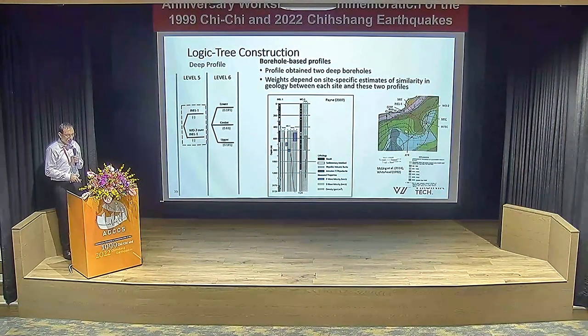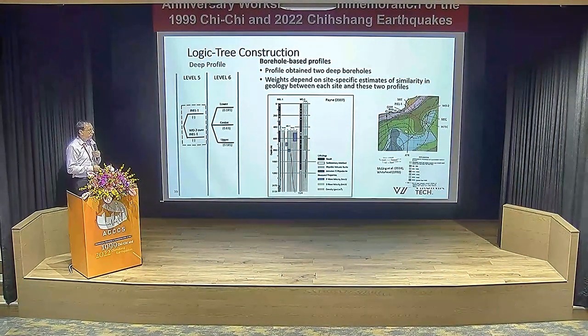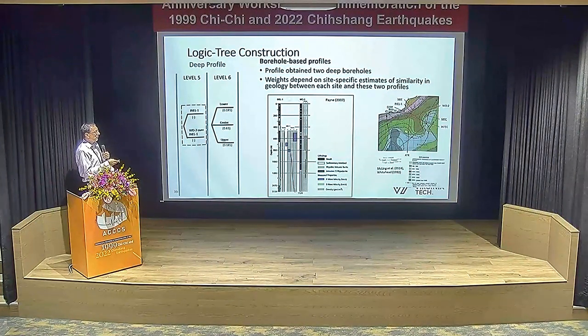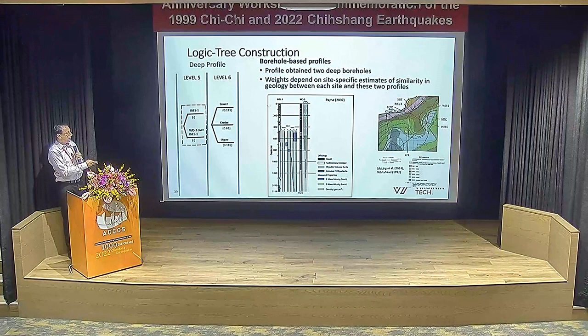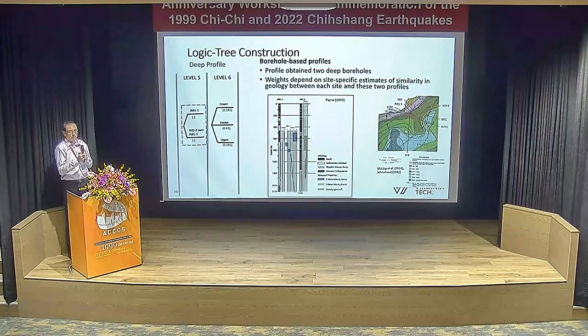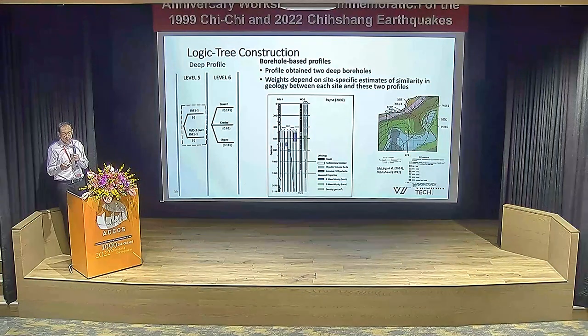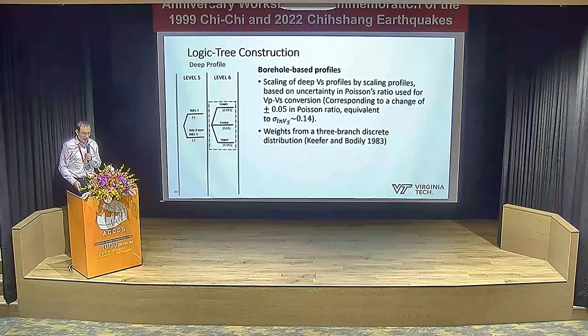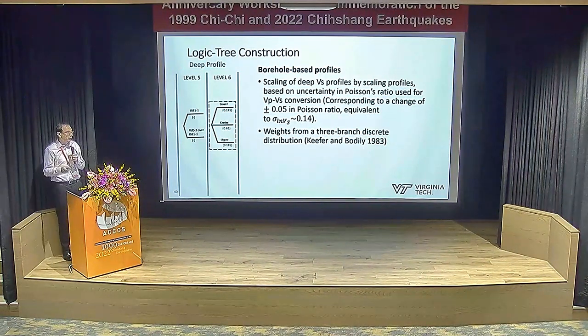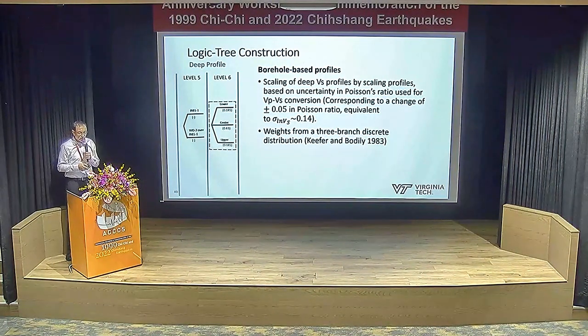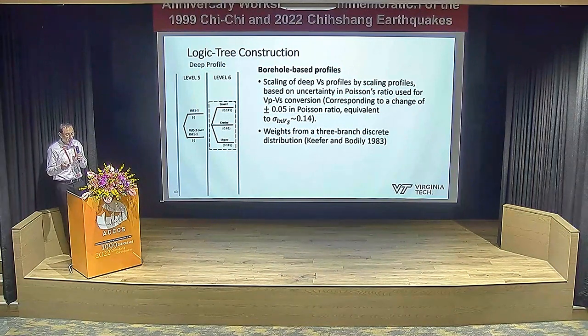For the deep profile, we use borehole-based profiles in 2 deep boreholes that were present on the site, and we assign either one, the other, or both profiles in a logic tree format depending on how close we were to these 2 boreholes across the site. We add uncertainty, in this case using 3 branches, based on uncertainty on our estimated Poisson's ratio for these boreholes.